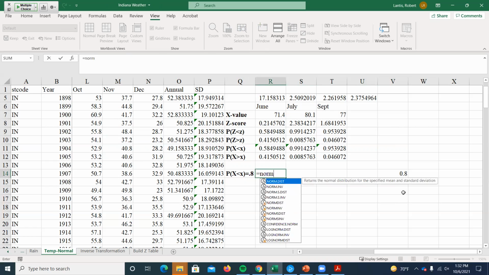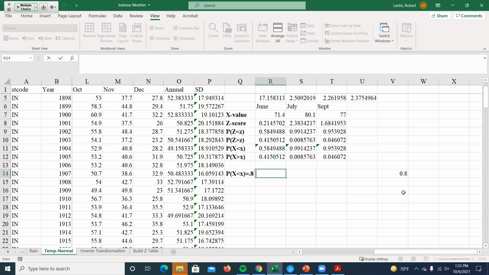What I can use is norm dot, what do I want to show you first? I'll show you both ways to do it. The first thing we're going to want to do is look up our z-score. If we remember, we had z times standard deviation, that was our inverse transformation formula. So I need to find that z-score that gives me 0.8 to the left.